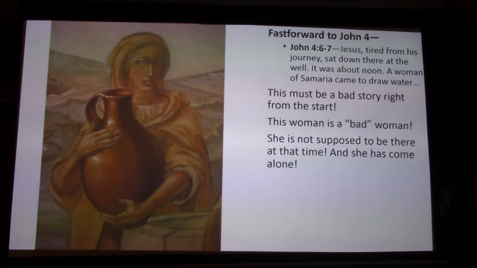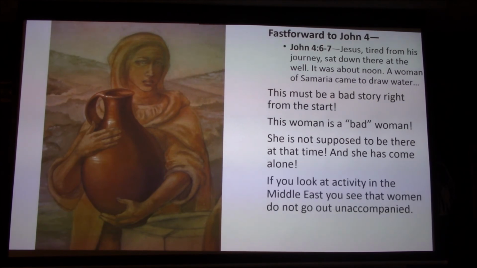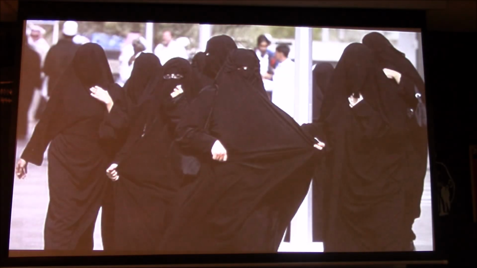See, John expects his readers to have read Genesis 24. He expects them to be exposed and at home in a Middle Eastern setting, in a Mediterranean setting. She's not supposed to be there at that time. And in fact, she has come to the well alone. And if you look at activity in the Middle East, you see that women do not go out unaccompanied. They are always with other women. So that she's alone, that's another bad mark.